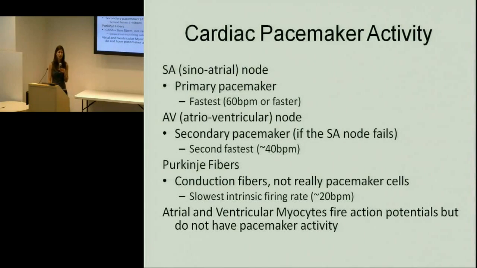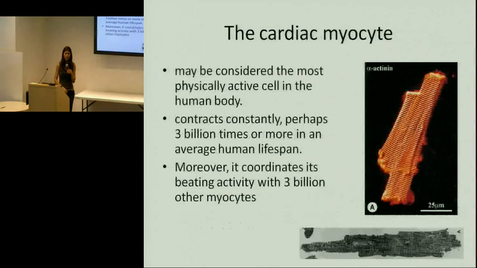The Purkinje fibers also have an intrinsic beating rate, but it's much, much slower. And so really, when we say the pacemaker of the heart, we really only mean the SA node. But there is intrinsic pacemaker activity in other parts of the heart as well. But who's actually doing the beating? Who is the character in the heart that's actually getting it to beat?